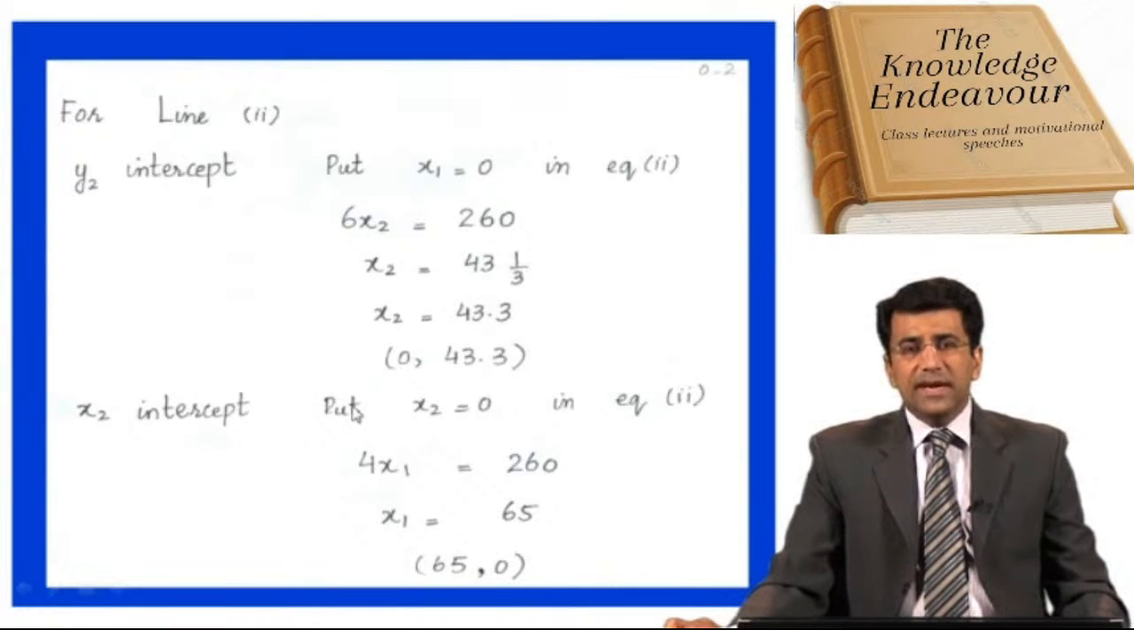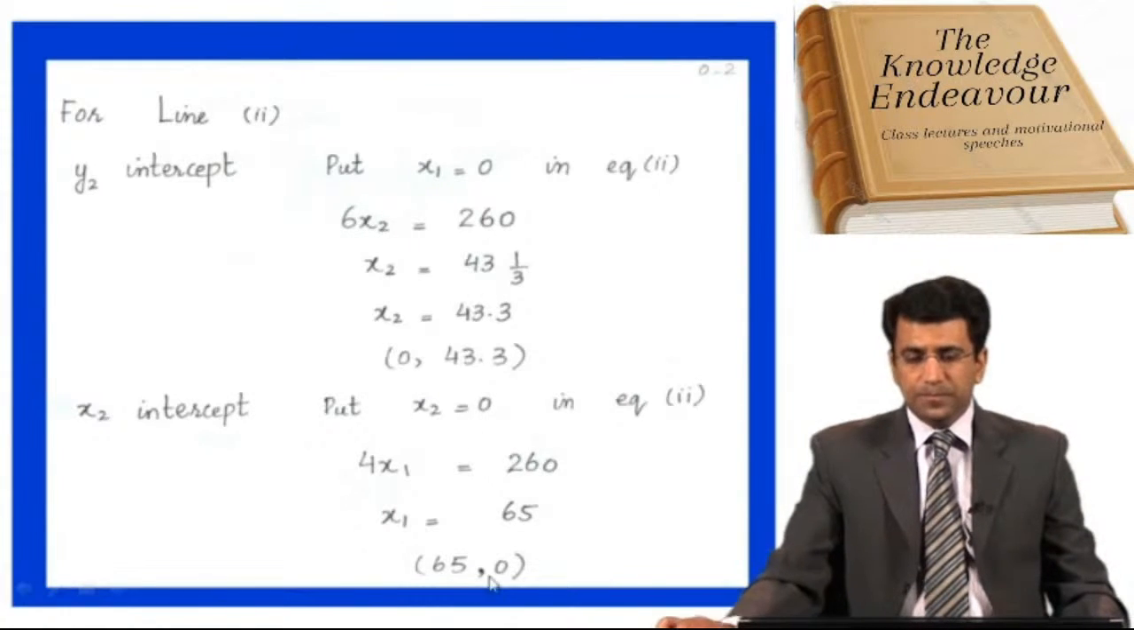Now in order to get the other point, we will put the value of x2 equal to 0 in that second equation, and then x1 is equal to 260 divided by 4, and we will get the value of x1 as 65. So the other point will be (65, 0). So class, for the second constraint we got two points, that is (0, 43.3) and the second point is (65, 0).